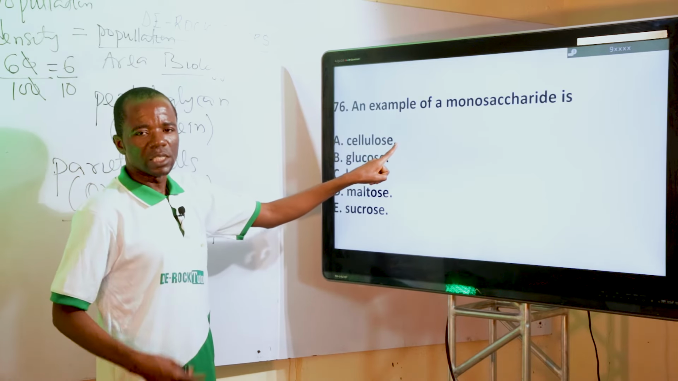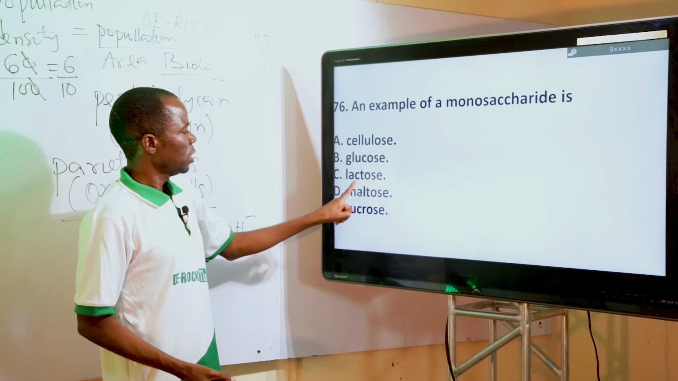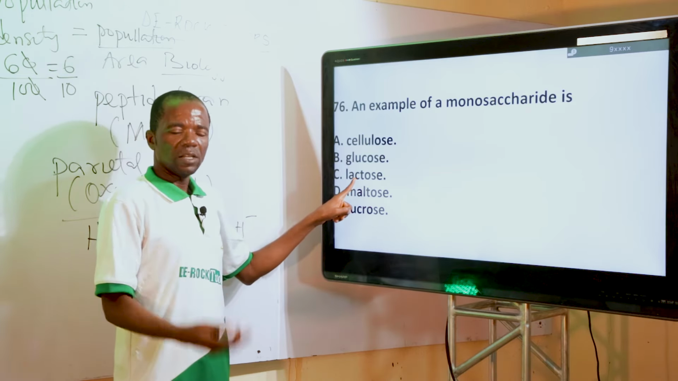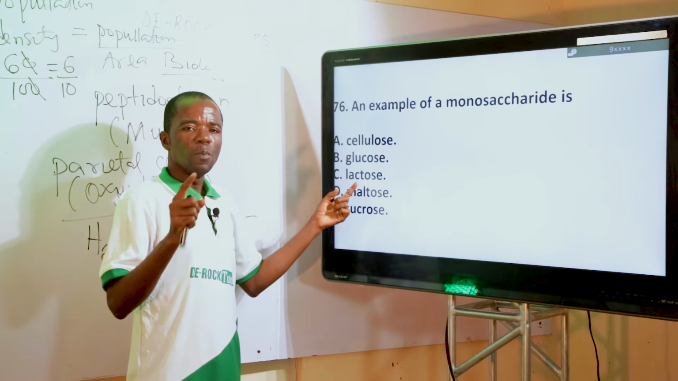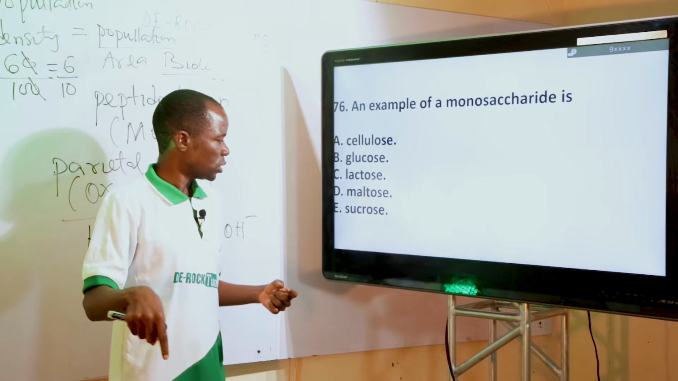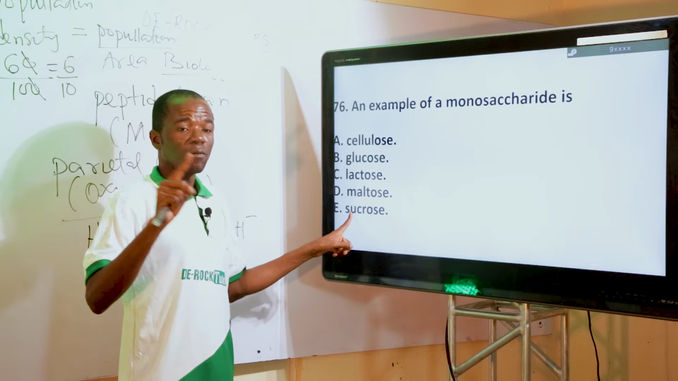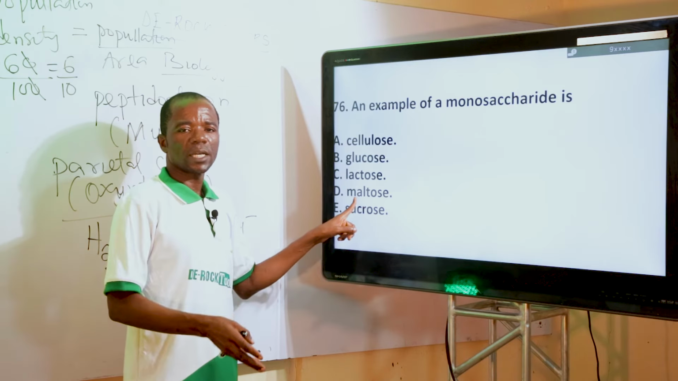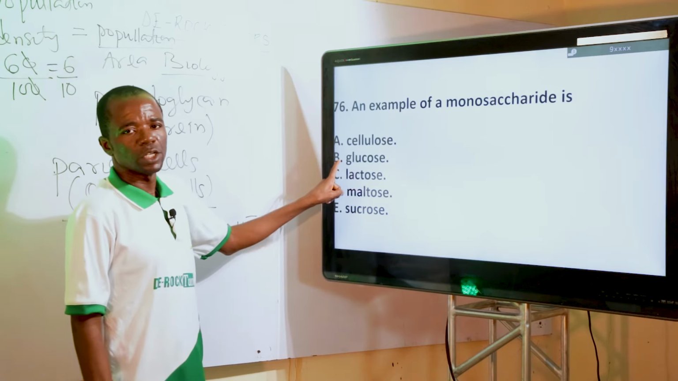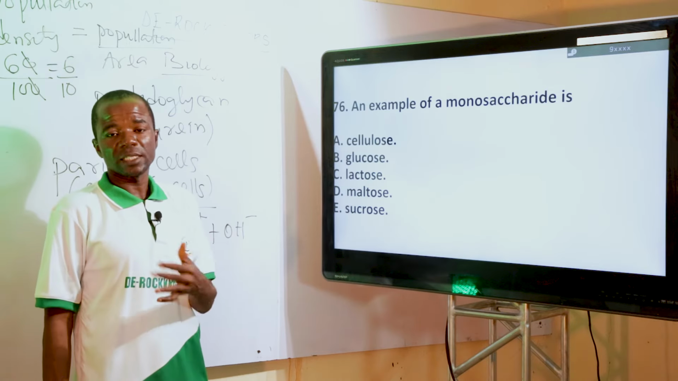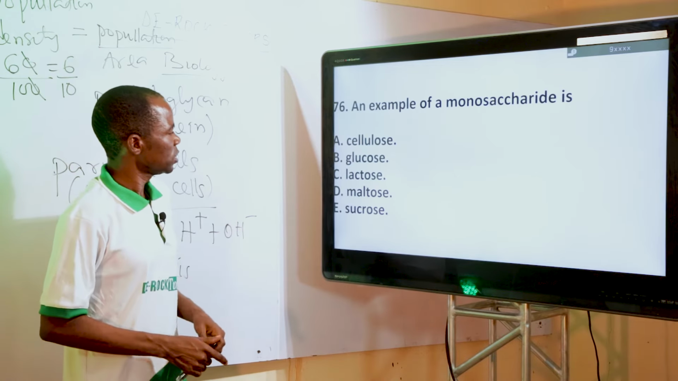If you look at cellulose, it is a polysaccharide made up of several glucose, which is monosaccharide. Lactose is a disaccharide. Disaccharide in the sense that even the word di symbolizes two. So lactose is a disaccharide made up of glucose and galactose. Whereas sucrose is also another disaccharide made up of glucose and fructose. And maltose is also a disaccharide made up of 2 molecules of glucose. So once again, an example of monosaccharide is glucose. Other examples of monosaccharides apart from glucose are fructose and galactose. So the correct answer for 76 is B.